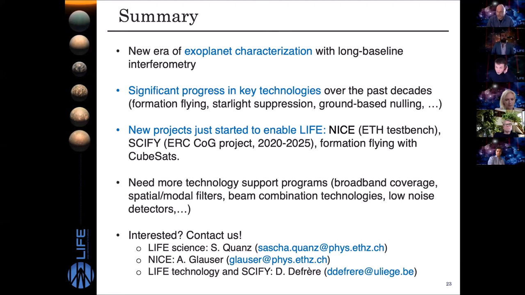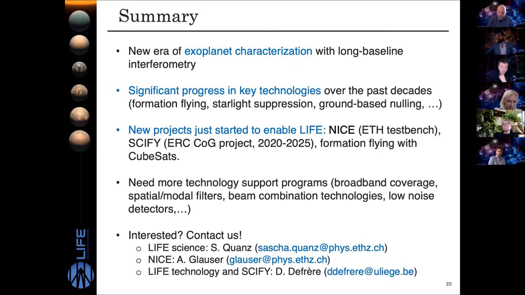We are starting new projects in Europe to push the technology of nulling interferometry. There is the NICE test bench to demonstrate cryogenic nulling, enabling the LIFE technology. There is the ERC nulling instrument for the VLTI, which is starting over the next 5 years. We are also working on formation flying using CubeSat in Australia. But we need more technology support programs, especially to improve the broadband coverage of such an instrument, to increase the 10% bandwidth and nulling over the whole LIFE bandwidth.